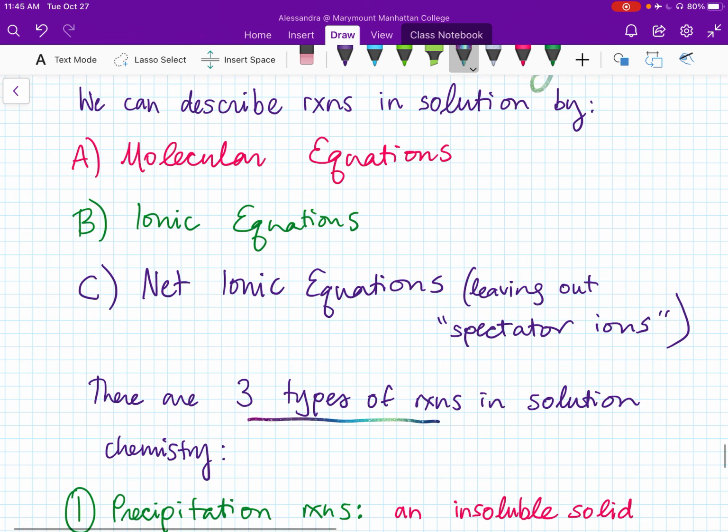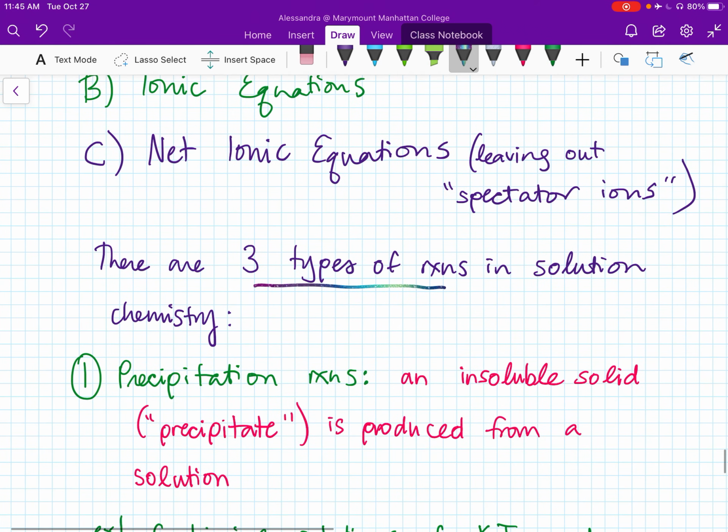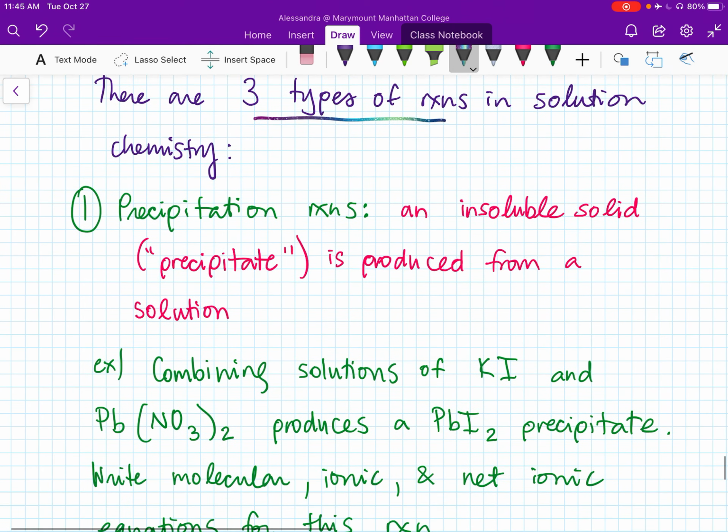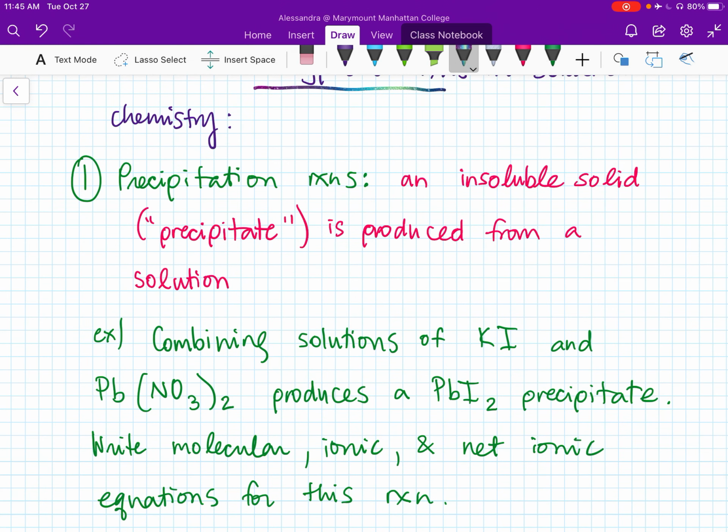And this video is going to be devoted to the first type, which are precipitation reactions. Precipitation reactions are reactions in which we produce a solid. So an insoluble solid, we call the solid a precipitate, is produced from a solution. And when we mix certain species together, combining solutions of different types of salts, depending on how their component ions interact, you can get a solid to form.